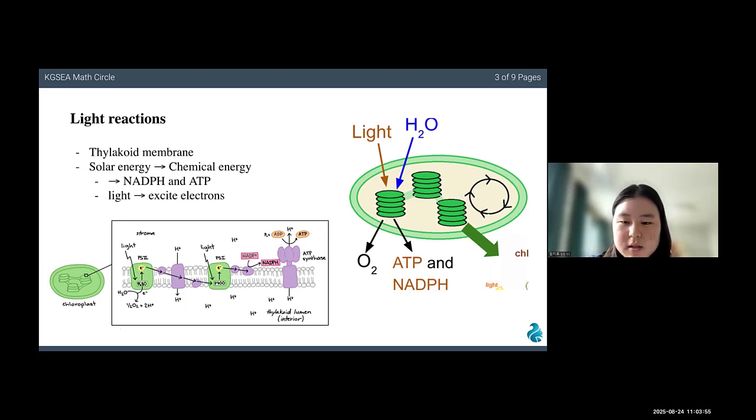During this process, sunlight excites electrons. Think of electrons as tiny particles inside atoms. When they're excited by light, they gain energy, and that energy is used to create ATP and NADPH. Therefore, the light reactions essentially transform sunlight into usable chemical batteries that fuel the next stage.